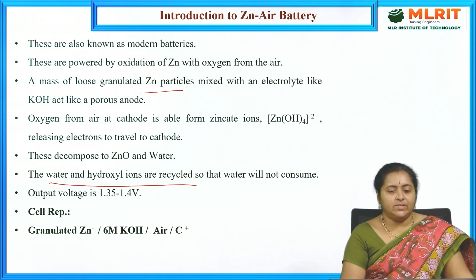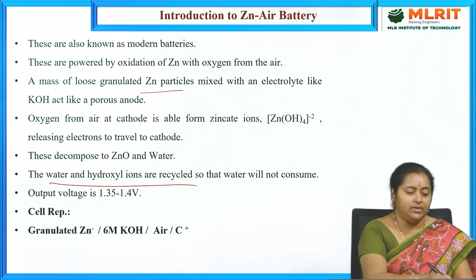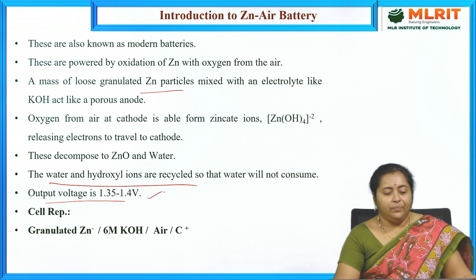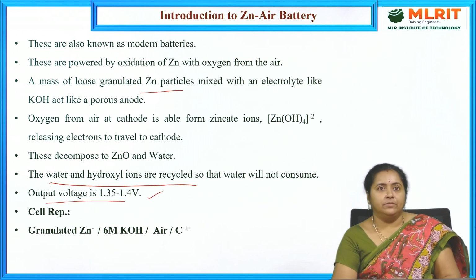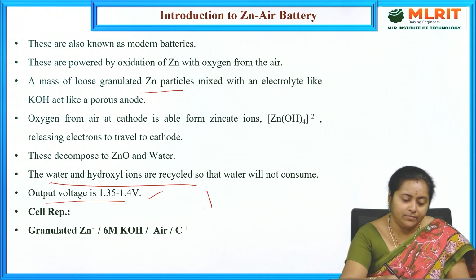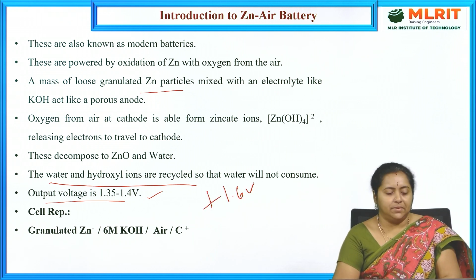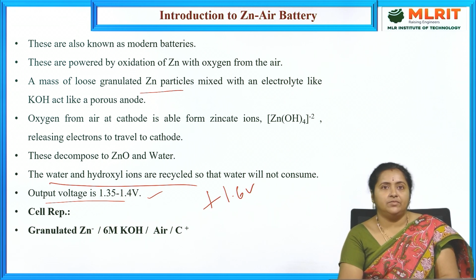If you use this as a source of electrical energy, it releases an output voltage in the range of 1.35 to 1.46. Theoretically, it is able to release 1.6 volts of output voltage, but practically, it generates an output voltage in the range of 1.35 to 1.4 volts.